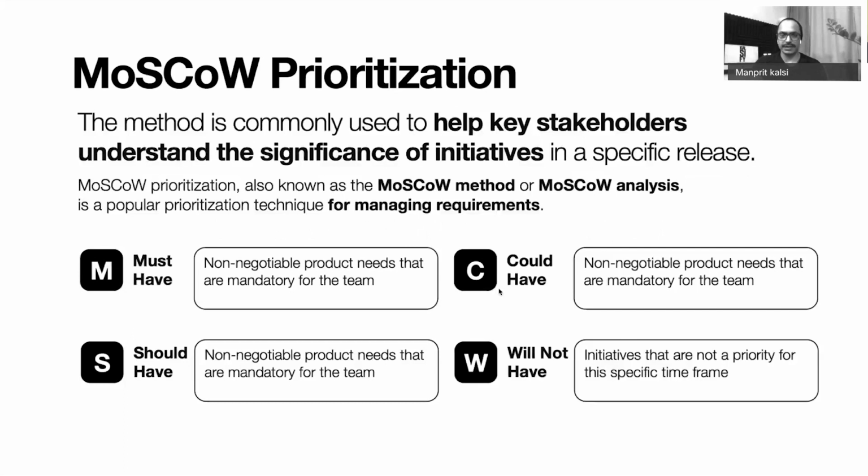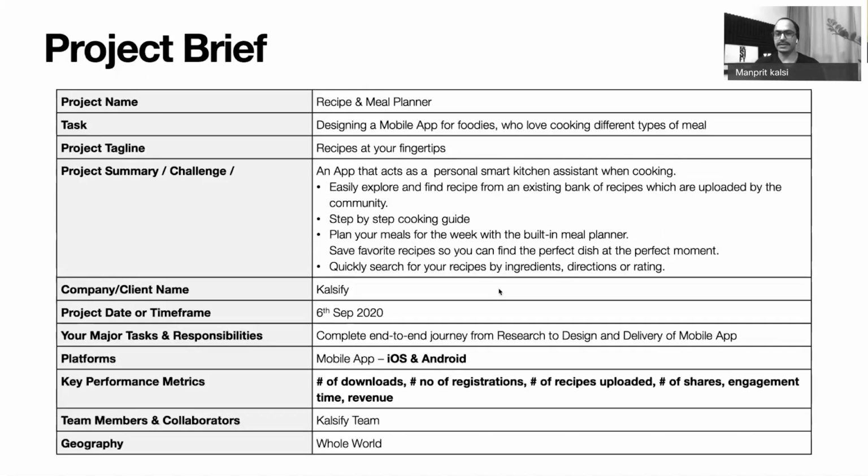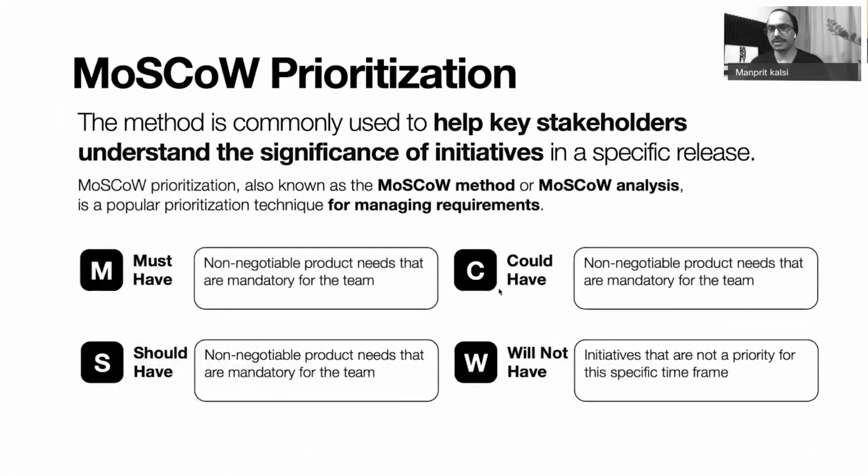Okay, so we talked about this project brief. I will be designing an app, a recipe finder and meal planner app. I use the Moscow prioritization or Moscow method to prioritize what should go within the app and what should not go within the app.